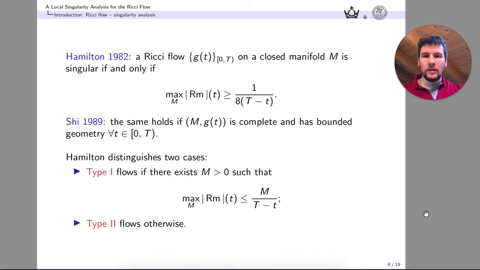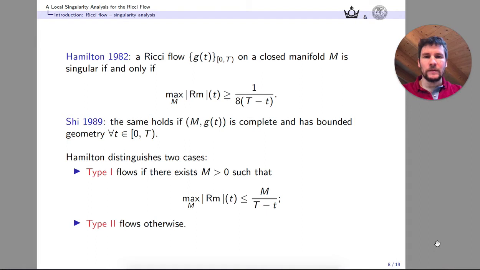Hamilton then distinguished two types of Ricci flows. One is the type 1 Ricci flow, where in addition to this lower bound, we also have a similar upper bound on the maximum of the norm of the Riemann tensor. So for some constant we have a corresponding upper bound. If we don't have such a corresponding upper bound, then this is called a type 2 flow. Okay, and let me just say the pictures that we have seen before, the sphere and the cylinder and this neck pinch, they're all of the first type, so they're all type 1 flows.